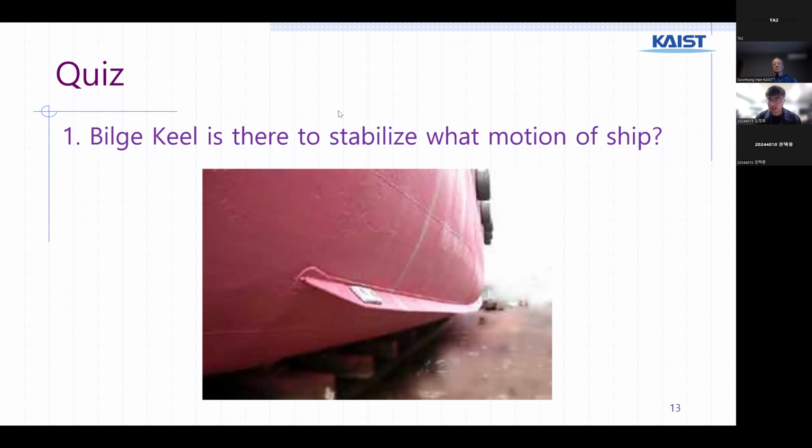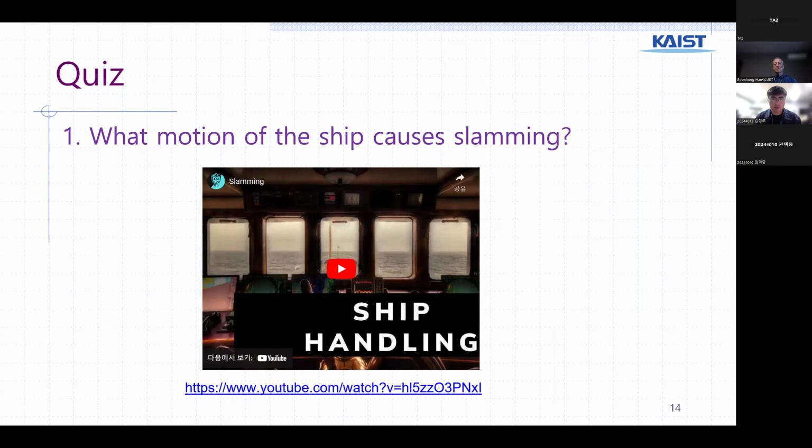Next quiz is what motion of the ship causes slamming? It also gives you 10 seconds. Correct. Slamming can be caused by pitching.